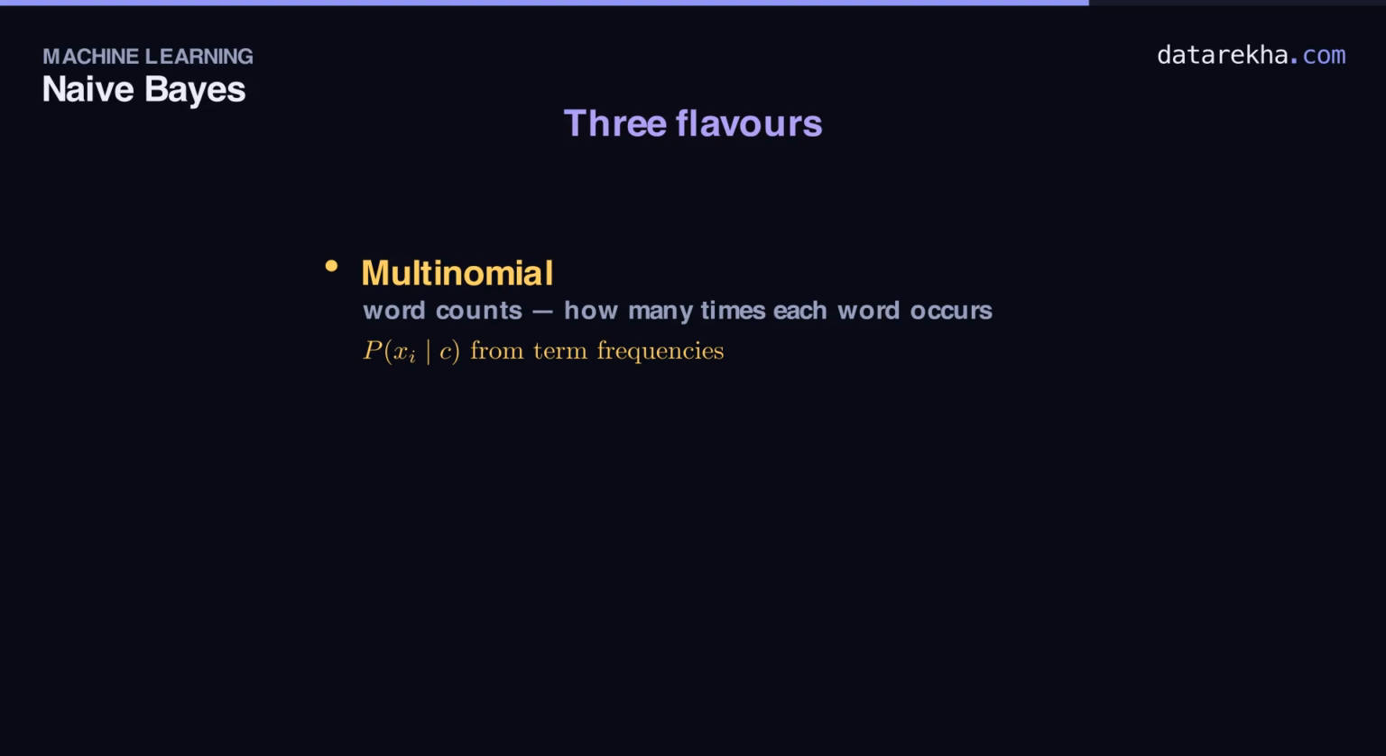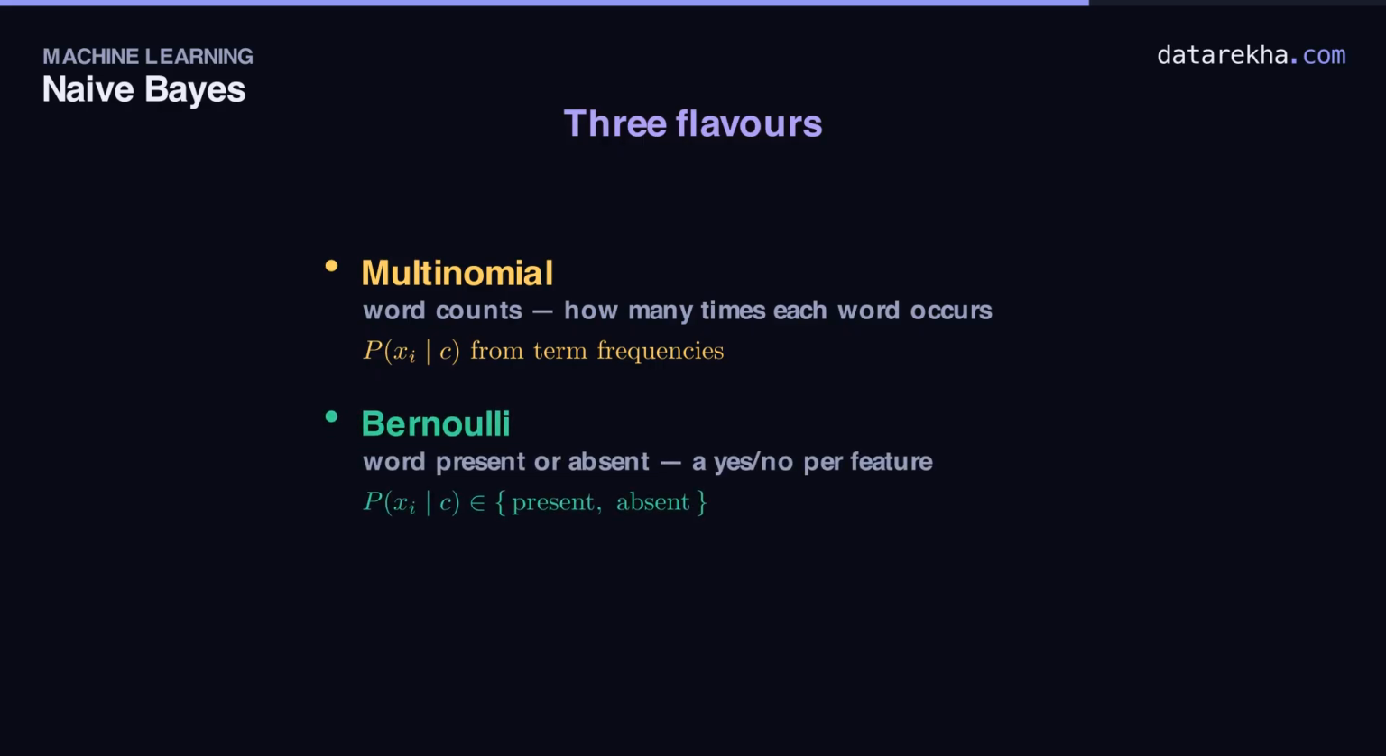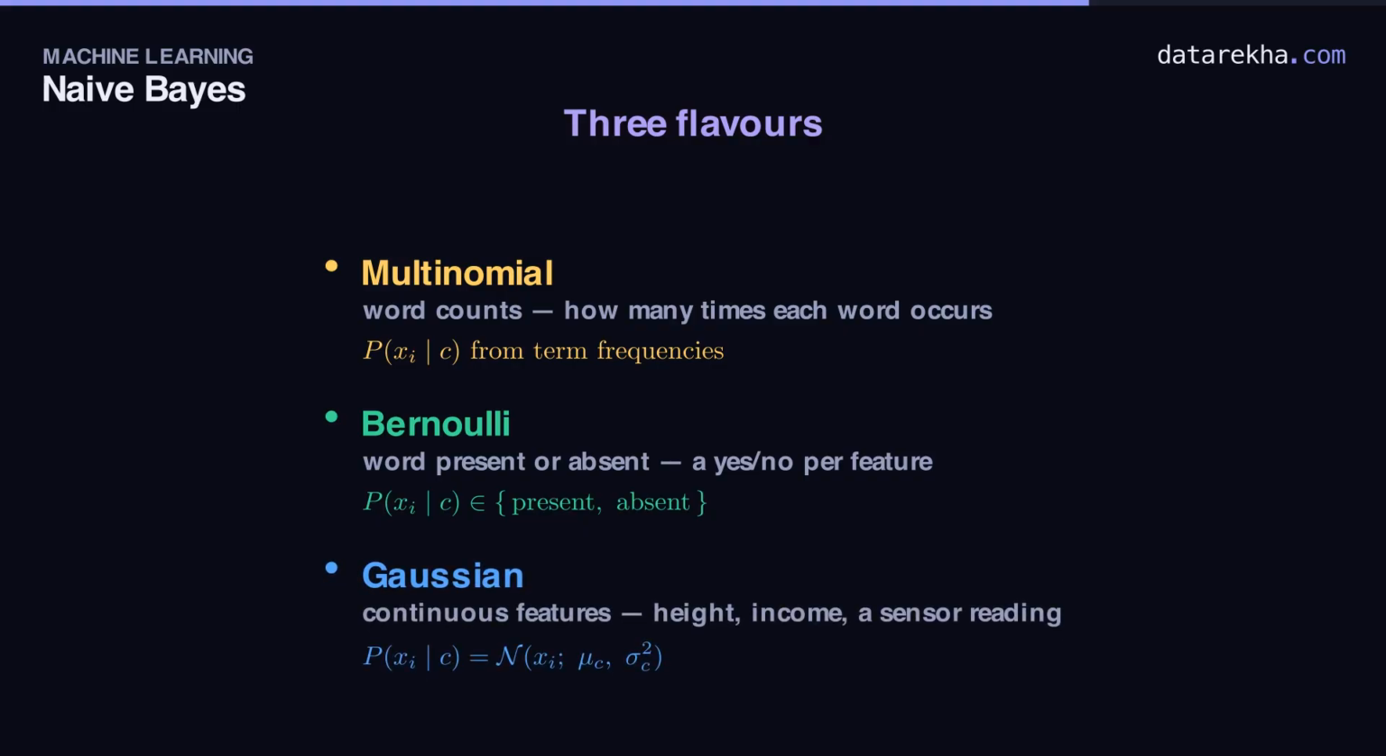The likelihood term is the one knob you tune to your data, and it comes in 3 common flavors. Multinomial naive Bayes uses word counts, how many times each term appears. It's the workhorse for text. Bernoulli naive Bayes cares only whether a word is present or absent. A yes or no per feature. Handy for short documents, and exactly the presence model we just used. And Gaussian naive Bayes handles continuous features, a height, an income, a sensor reading. There the likelihood is a bell curve, a normal distribution fitted per class. Same rule throughout, only the likelihood changes.